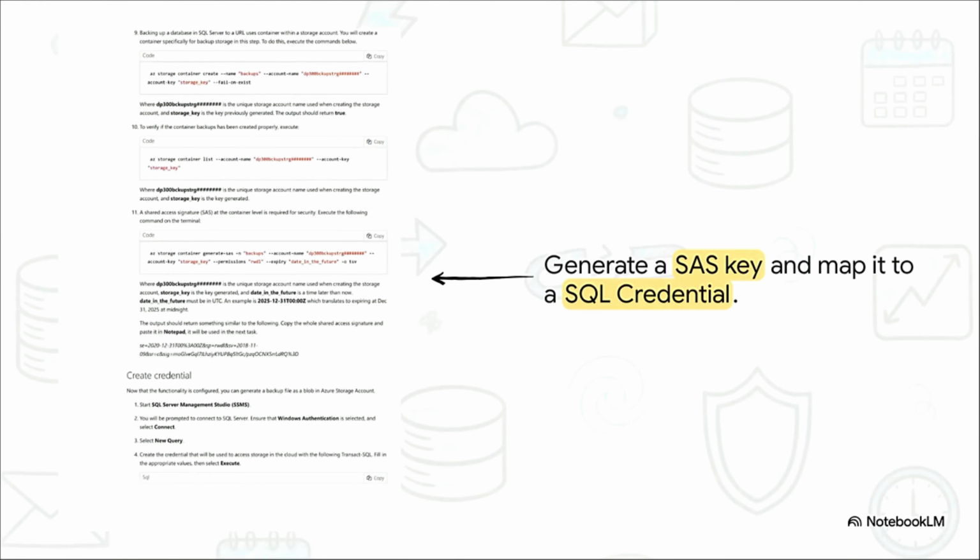Back in SSMS, you'll execute a create credential statement. The name of the credential has to match your Azure Blob container URL exactly, and the secret is just that SAS token value you just made. By doing this, SQL Server now inherently knows exactly how to talk to your Azure storage container securely without ever prompting you for authentication again.